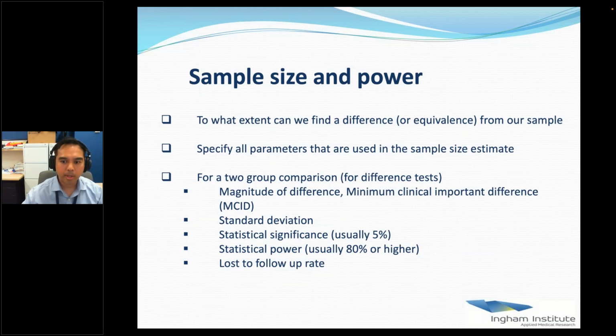When describing your sample size, provide all the parameters that were involved in the calculation, to the extent that someone else can take those values, plug them into their calculator, and hopefully come to the same number as you. For this two-group comparison, as an example, I've listed the parameters that you need to see. Again, for other study designs there will be different parameters; there might be more, there might be less. And if you're not sure, then again, consult your local statistician.